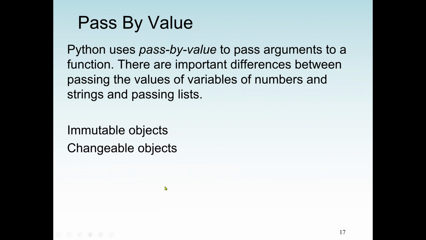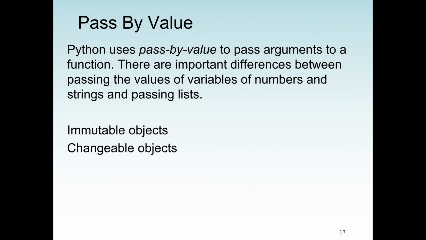We can also use the concept of passing by value. List is passed by value. So Python uses pass by value to pass arguments to a function. And there are important differences between passing the values of variables or strings and passing a list.